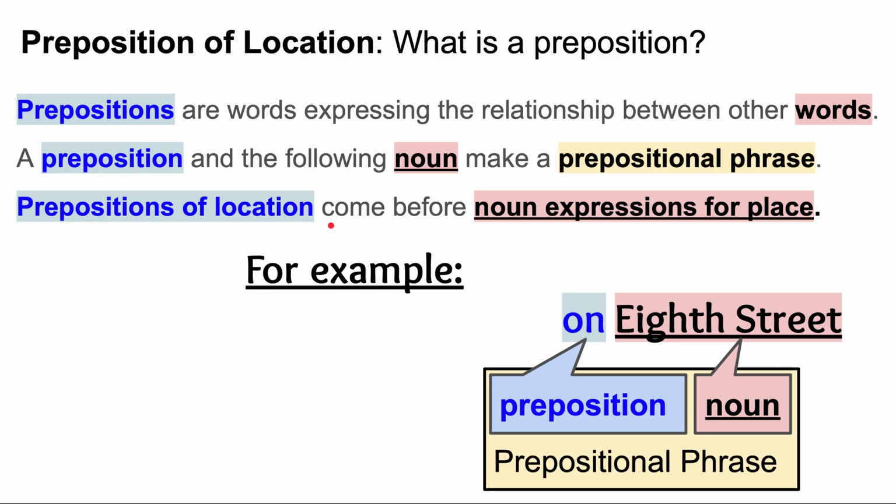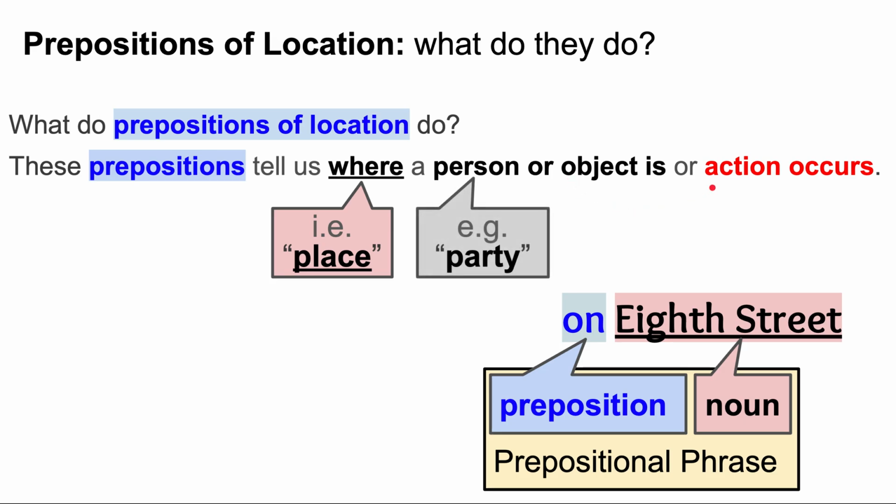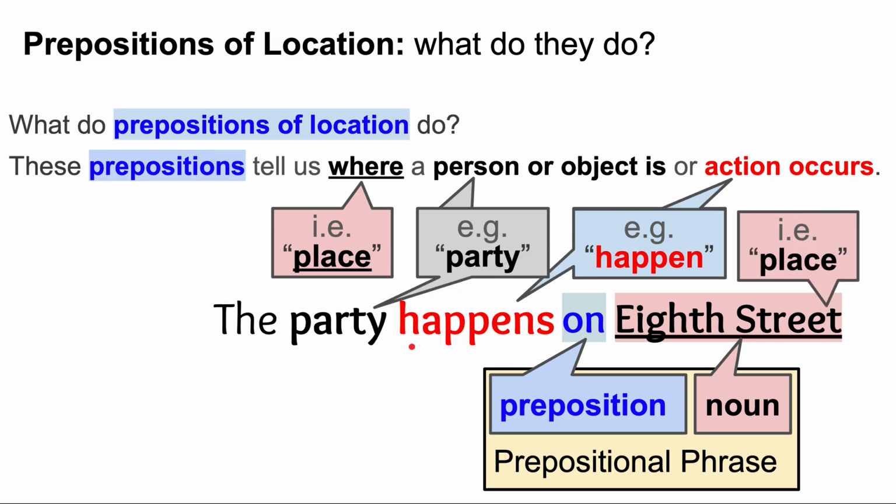Prepositions of location come before noun expressions for place. 8th Street is a noun expression for place. It's a place. Now, what do prepositions of location do? Well, these prepositions tell us where a place, a person or an object is, such as a party, or happens or occurs, such as happen. For example, the party happens on 8th Street. The party is the object, happens is the action, on 8th Street is the place.